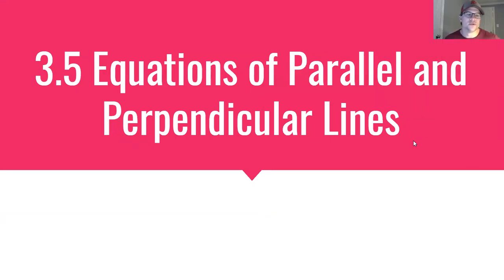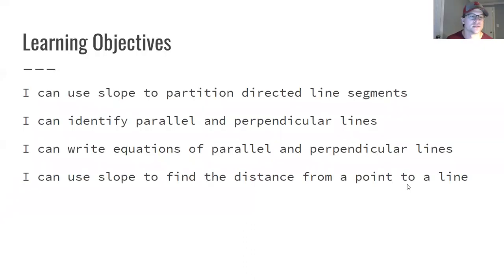Hello, this is a video tutorial of the Big Ideas section 3.5, equations of parallel and perpendicular lines. For learning objectives in this section, you can use slope to partition directed line segments. You can identify parallel and perpendicular lines, and you can write equations of parallel and perpendicular lines along with using slope to find distance from a point to a line.